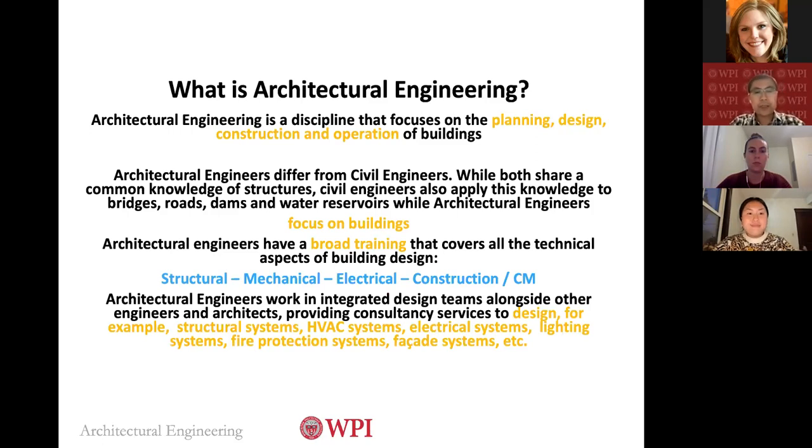Usually architectural engineers work in integrated design teams, including engineers and architects, because the major work domain is architecture. So we provide consulting and design services. For example, the structural engineers in this major can help design and plan the structure for the building. Mechanical engineers can work on HVAC systems to provide heating and cooling, to save energy and maintain comfort. Electrical engineering, lighting engineering, and fire protection engineers are also in the domain of architectural engineering.